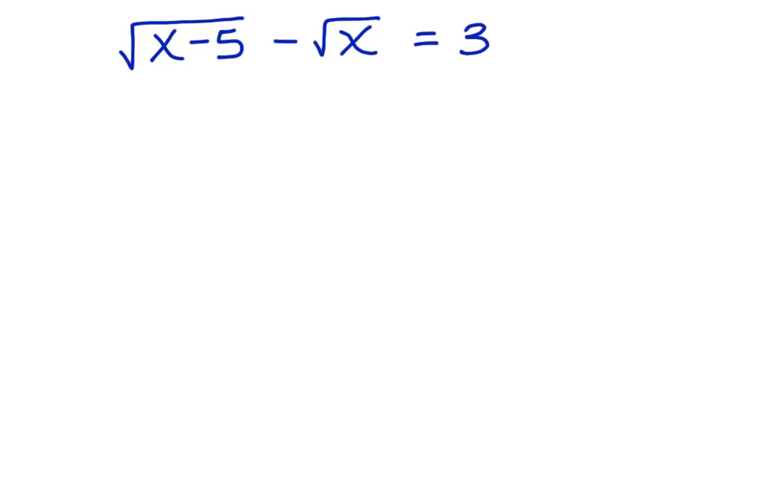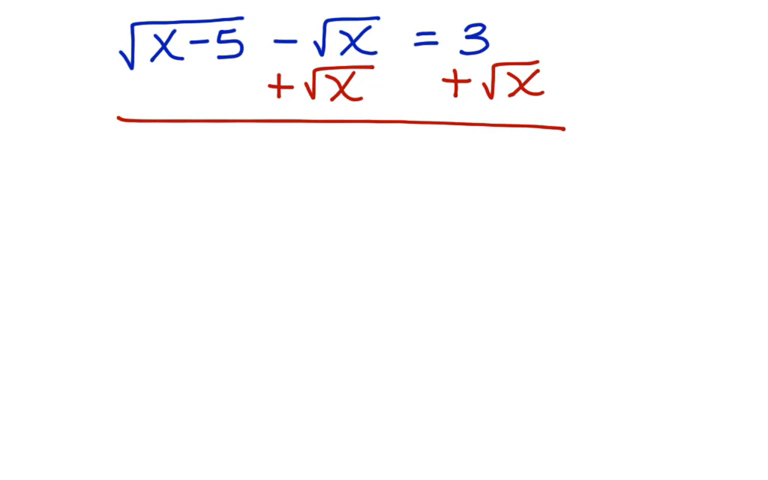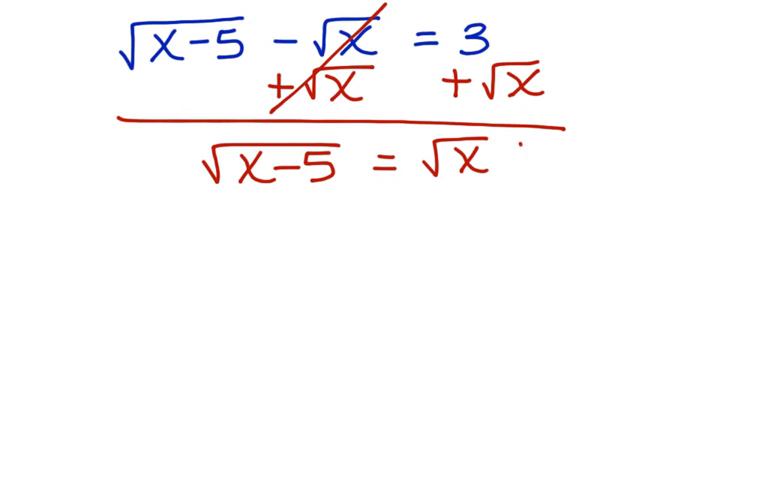The first thing that we're going to do to solve this is to add the square root of x to both sides of the equation. When we do that, this cancels, and I can bring down the square root of x minus 5 equal to the square root of x plus 3.